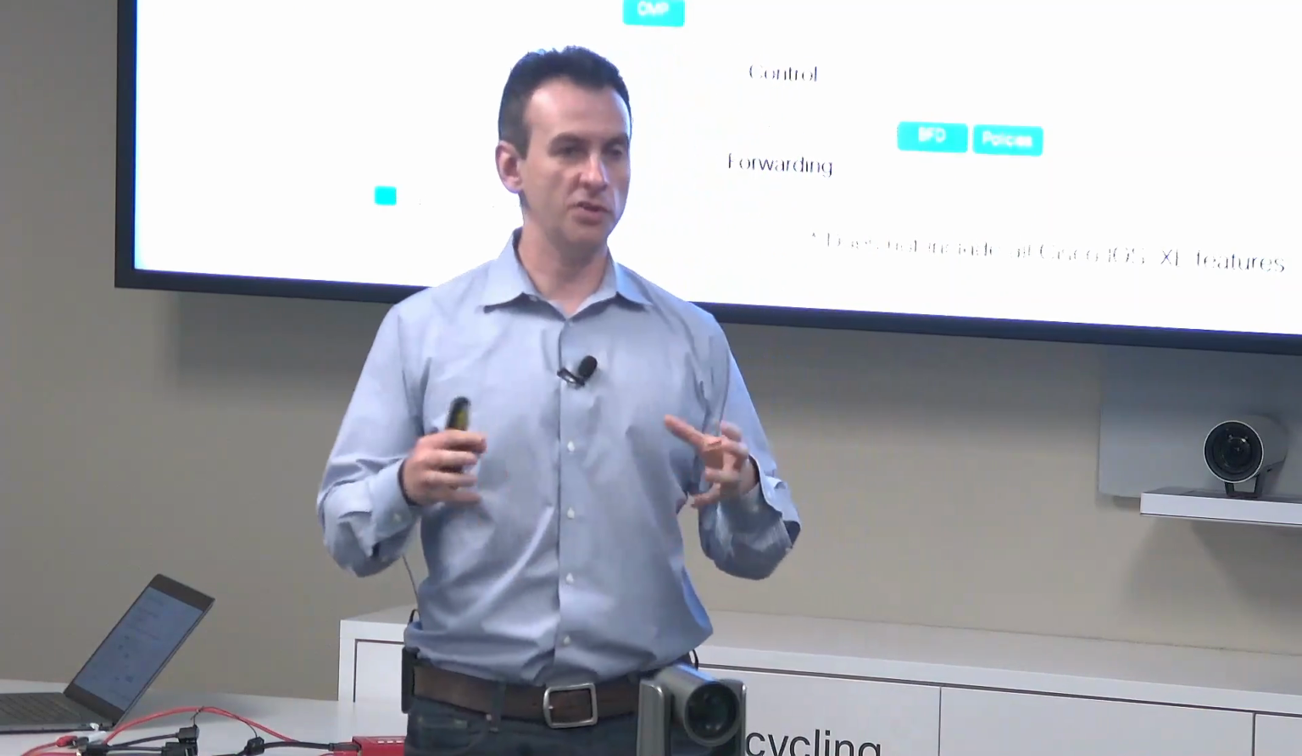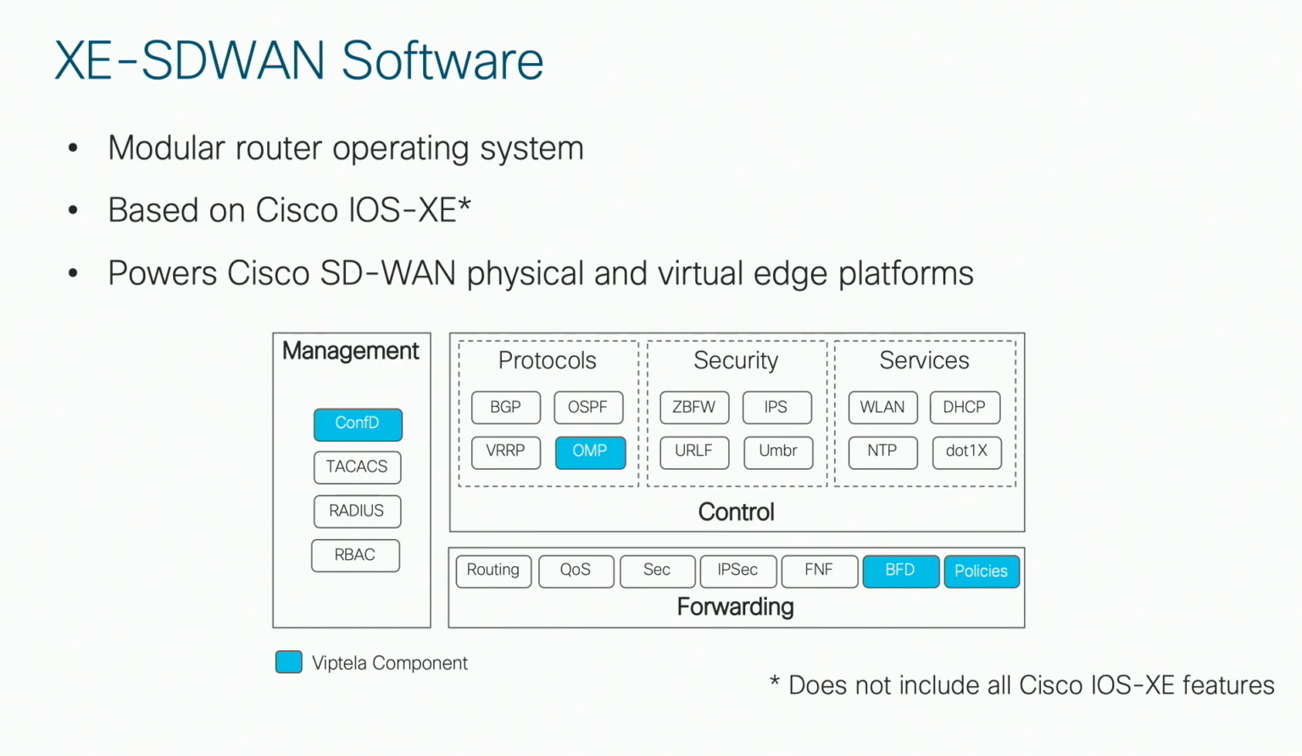You had a question? Is there a functional difference between running the solution on an ISR platform versus on a vEdge 1000, for example? Excellent question. Yes, there is, and that's a good segue to this slide. So what have we really done with XE SD-WAN? Think about XE SD-WAN as a foundational piece of software that runs on top of the Cisco iOS XE routers, ISR 1000, 4000, and ASR 1000. We have embedded Viptela components, Viptela intelligence, Viptela services into the iOS XE SD-WAN.